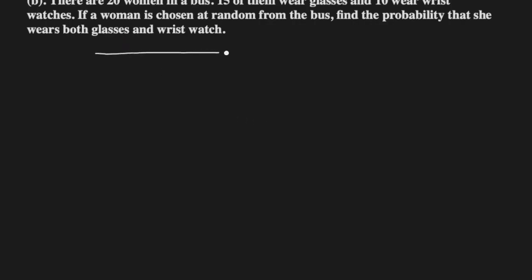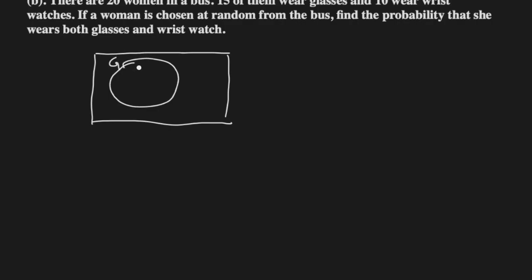So let's draw a Venn diagram which will make us understand the situation. So this is they wear glasses and they wear watch. Okay, so they have not given how many are common. So let's say X of them wear both glasses and watch. So 15 of them wear glasses. That means the remaining of them, it will be 15 minus X. So 15 minus X plus X will be 15. Similarly here it will be 10 minus X.